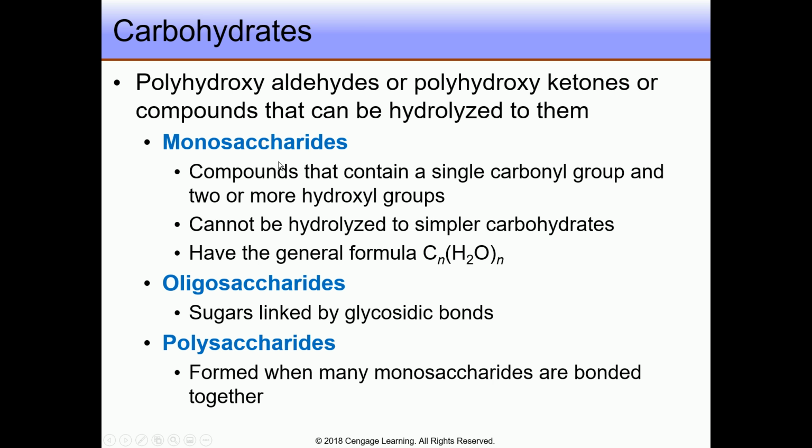Mono means simple sugars. Oligo means they have a few monosaccharides linked to each other, and polysaccharide means there are multiple monosaccharides linked to each other. Monosaccharides are simple sugars, and this is the general formula for them. Oligosaccharides have a few monosaccharides linked to each other by bonds called glycosidic bonds. And in polysaccharides, multiple monosaccharides are linked to each other by glycosidic bonds.